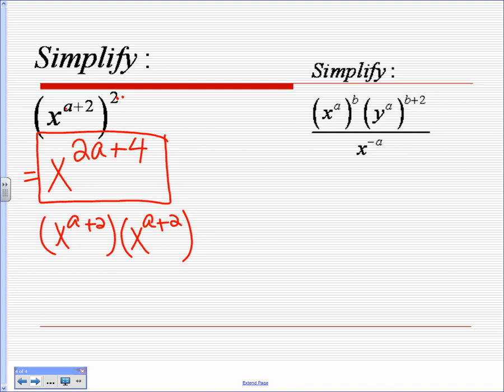Looking at another one. Kind of combining both rules together.